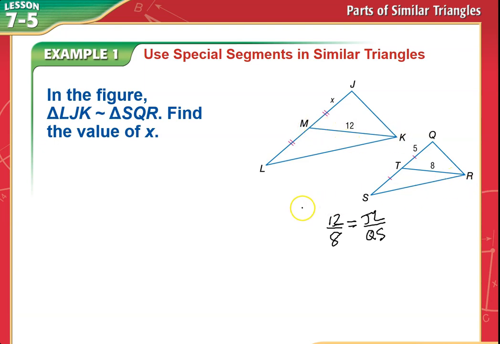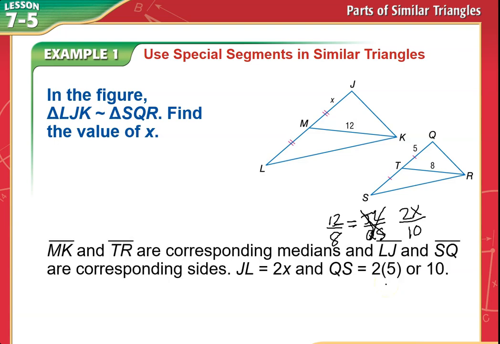We have an expression for the JL length, and that would be x plus x, or 2x. Then we have the QS length to be 5 plus 5, which is 10. So we could just cross multiply and solve for x. Let's see what they do.